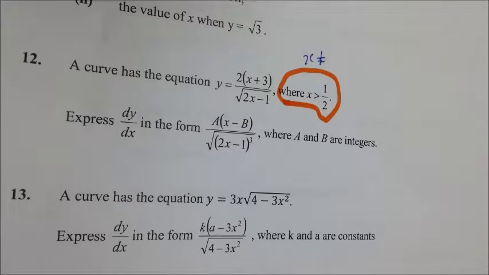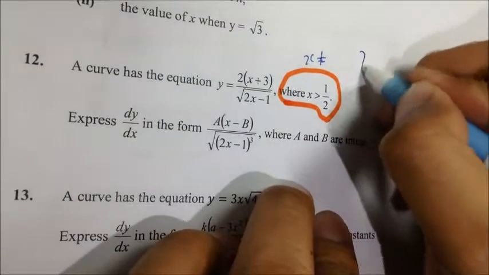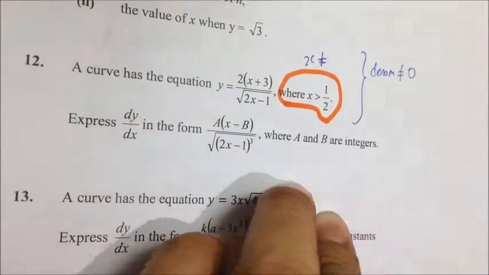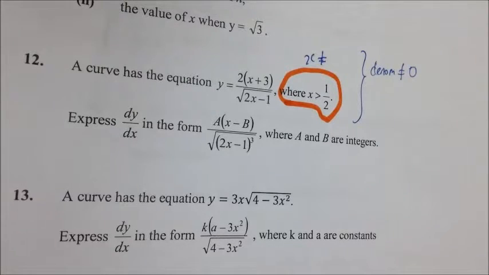O-level will always ask you to tell the value of x that it cannot be equal to, or tell me x that must be bigger than what value. So what is the rationale? My denominator cannot be equal to 0. That's rule number 1. Why? Because if the denominator equals 0, I will have an error, it is invalid.